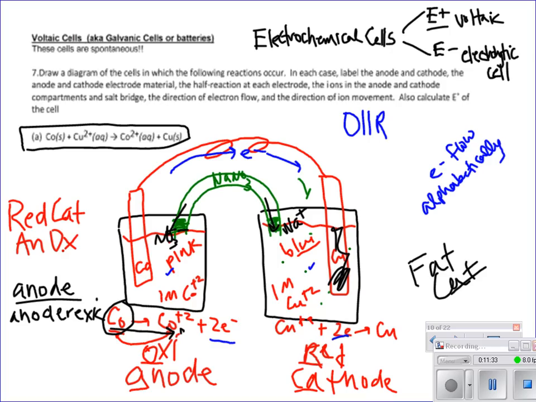You've done this before. So go to the oxidation half reaction. This is in alphabetical order. You can go to the anode or go to the oxidation. A friend of mine used to say run to the OR. So we go to the oxidation side.